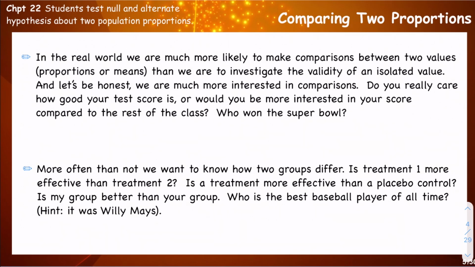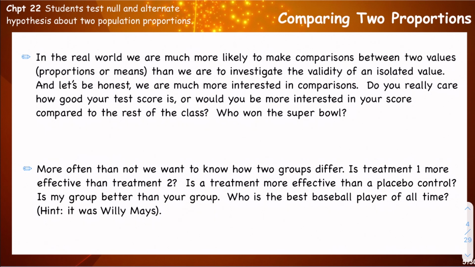And so in the real world, we're much more likely to make comparisons between two values, as we've seen in a couple of the examples in class. And these two values, either proportions or means, then we are to investigate the validity of just an isolated value. And let's be honest, we're much more interested in comparisons. Do you really care how good your test score is, or would you be more interested in your score compared to the rest of the class?